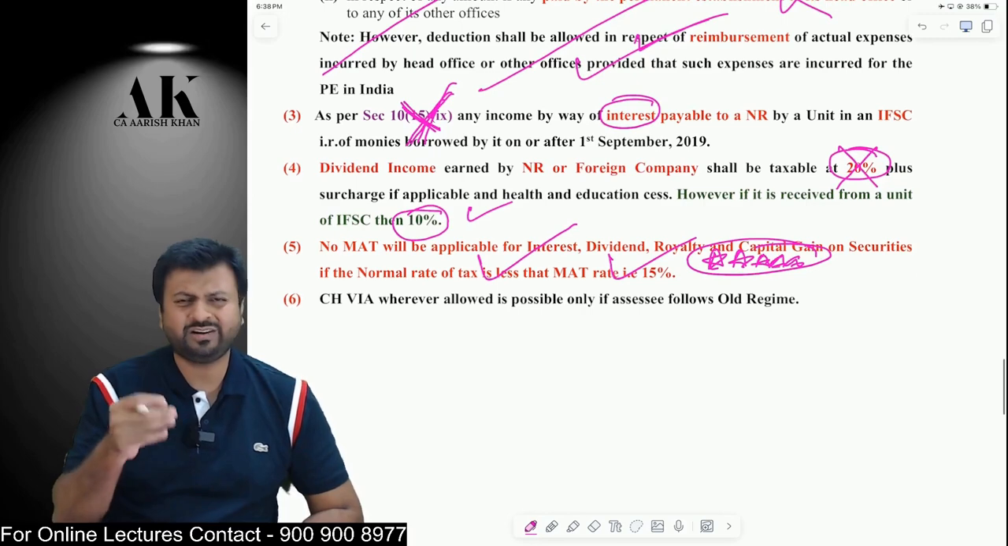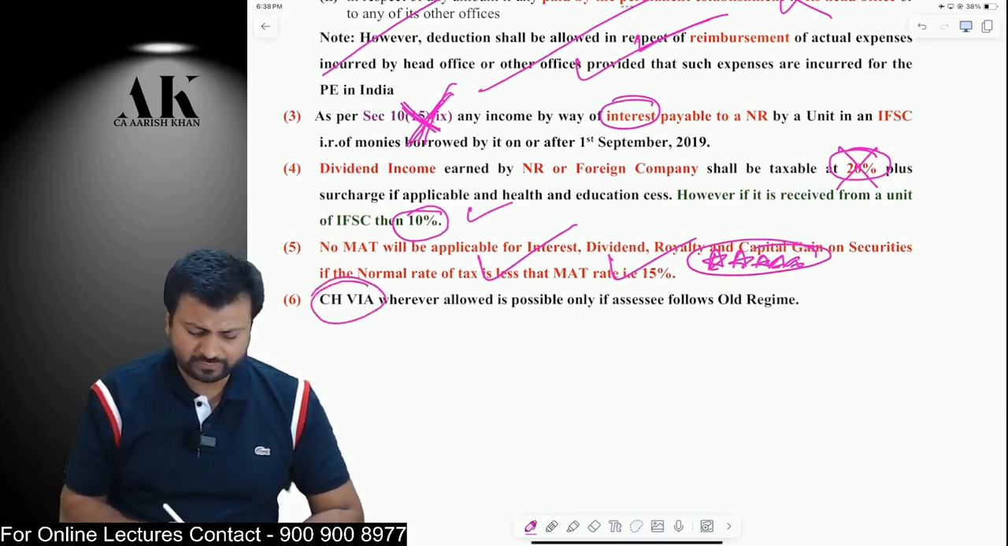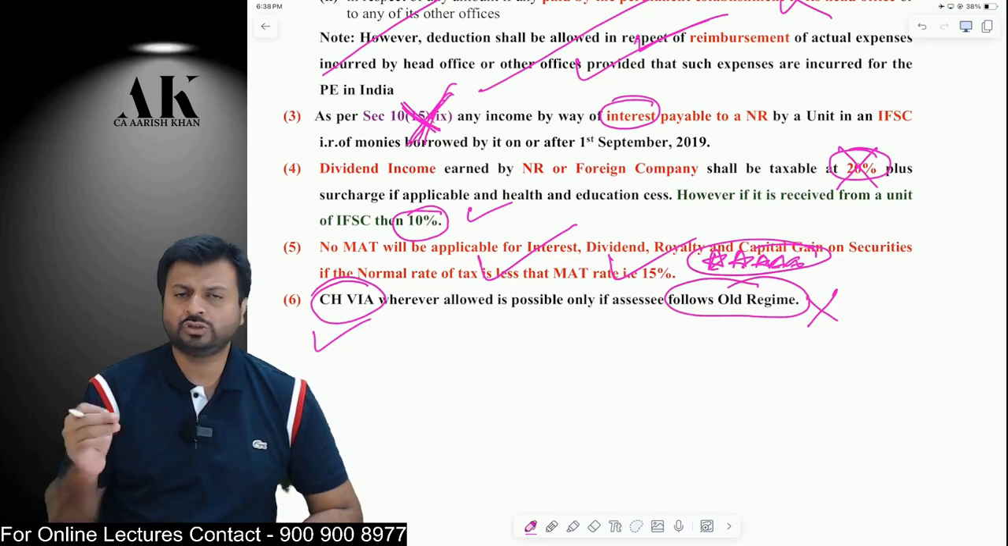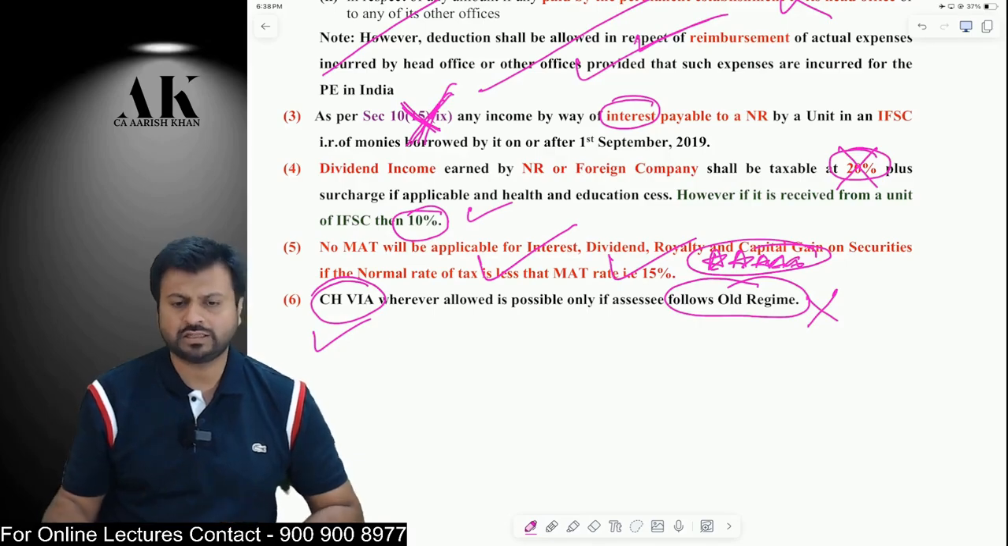Okay. Last but not least, just an information. Chapter 6A, if you are getting it as a deduction, that is only possible if you follow the old regime, because in the new regime, most of the Chapter 6A deductions are not allowed except 2-3 deductions which are allowed. Most of the Chapter 6A deductions are not allowed under the new regime.